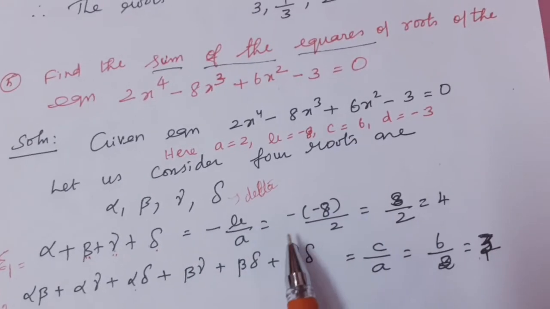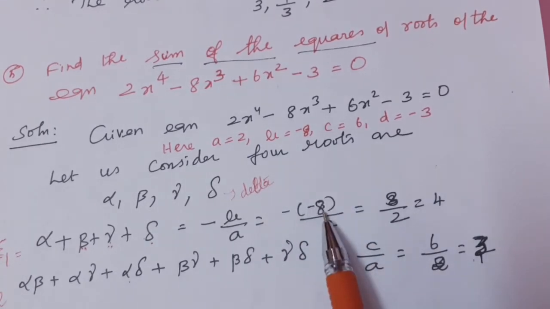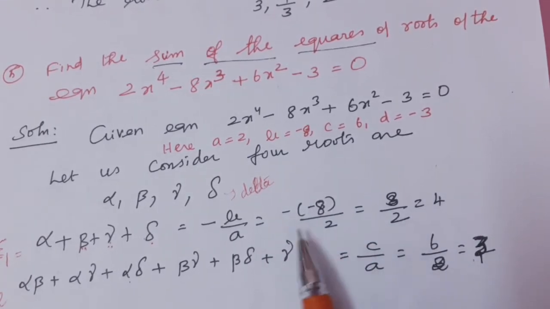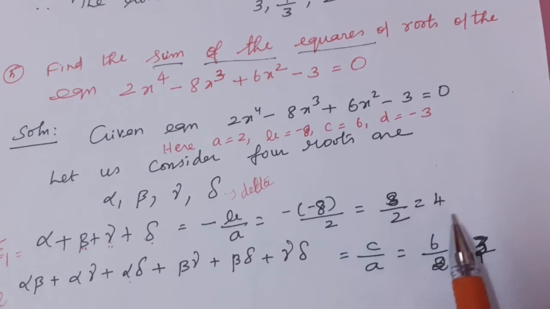Minus b by a. Minus of, what is our b value? The b value is minus 8. Minus of minus 8 divided by 2. Minus into minus becomes plus. 8 by 2 equals 4.